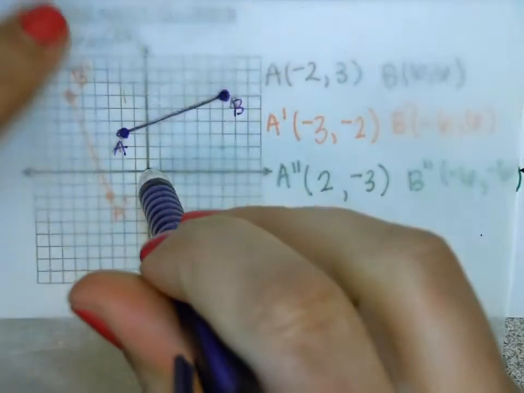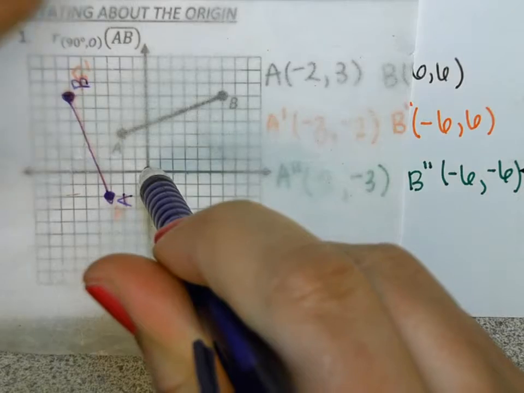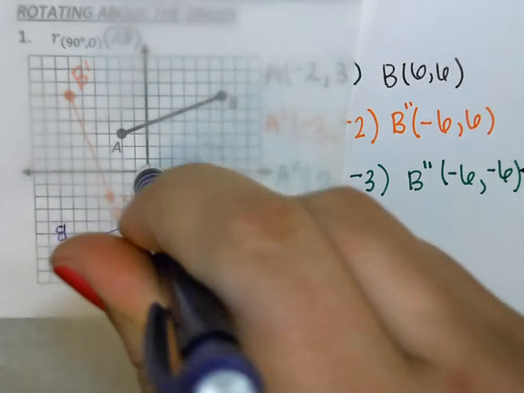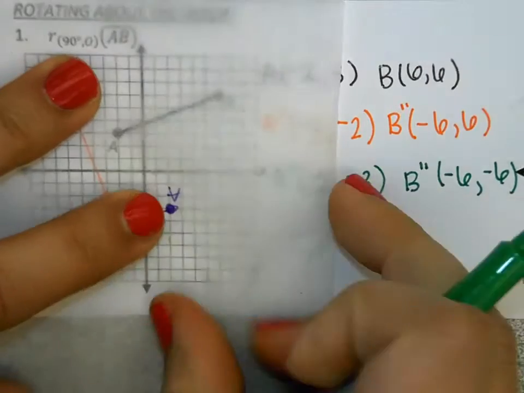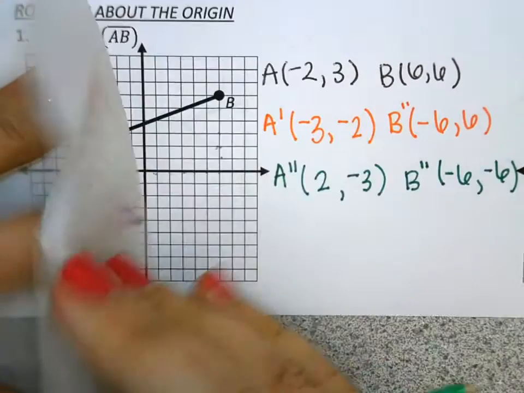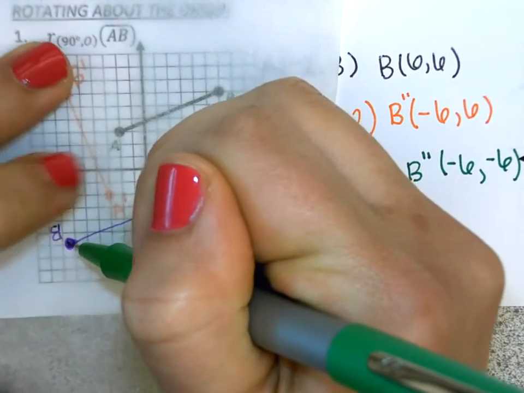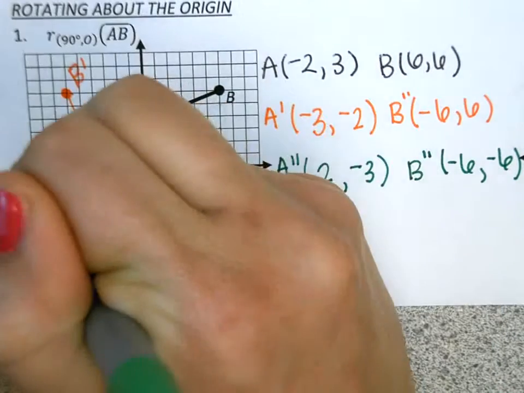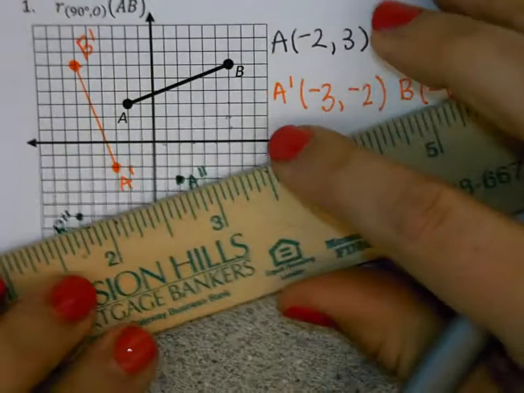So we rotate 90, and it matches up with where we were, and then we rotate 90 again. And it should match up here. So let's put the point there. So here's going to be our A double prime. And our B is going to be right there. Here. B double prime. And then double check the coordinates to see if we were right.